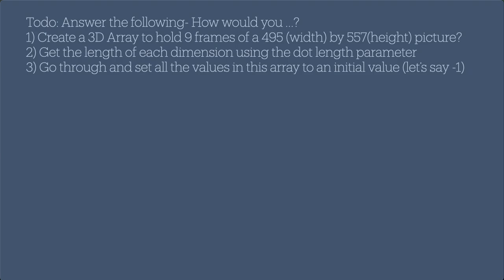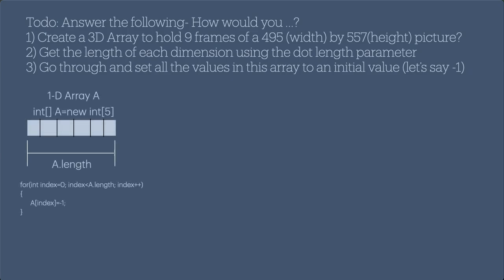The second question is, how do we get the length of each dimension using the dot length parameter? With the 3D array, as you might imagine, there's going to be 3 dimensions. And finally, how do we go through and set all the values in this array to an initial value, let's say -1? Or, for example, go through all the values and print them out. Both things would be very similar.